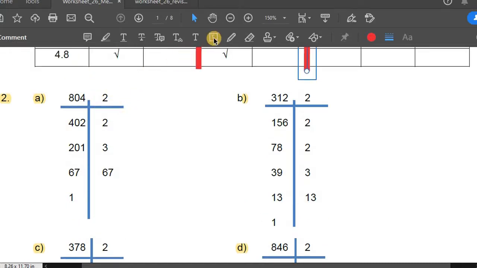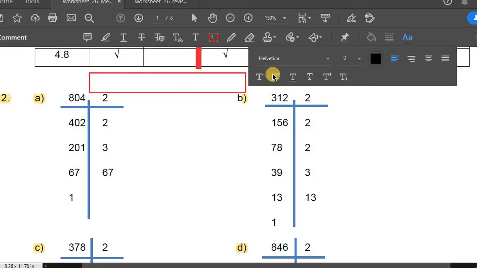How do you do the prime numbers now? First of all, we need to know what our prime numbers are. We have 2, 3, 5, 7, etc. Right? It continues. What are prime numbers?